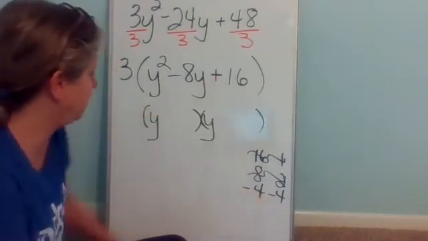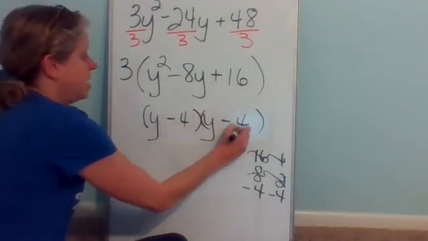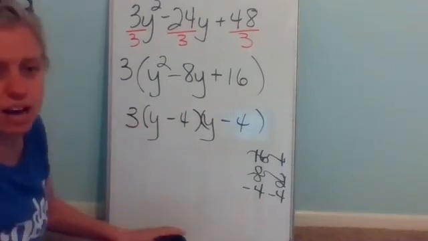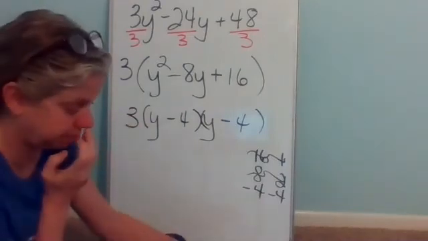So I need -4 in here. And then be careful, the 3 that you pulled out is part of your answer. It just comes down in front of those parentheses.